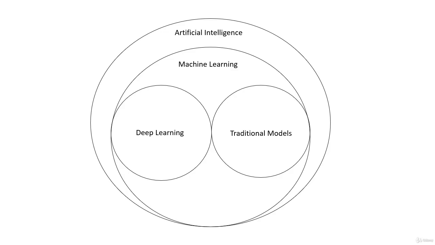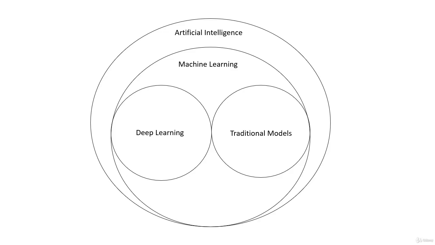Artificial intelligence is hierarchical in nature. The top level, of course, is artificial intelligence. Inside artificial intelligence is where machine learning lives. Inside of machine learning is where deep learning lives. Inside of machine learning is also where traditional models live. Now, it's critical you understand this hierarchy. This is almost always an interview question.